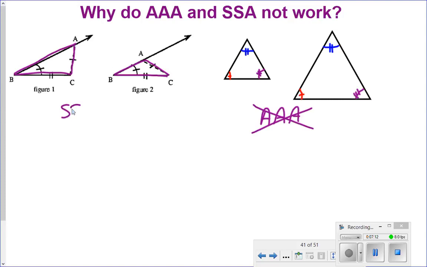So side, side, angle does not prove two triangles are congruent. Again, they might be, but it's not enough information to prove that they are. So those are the two that do not work.